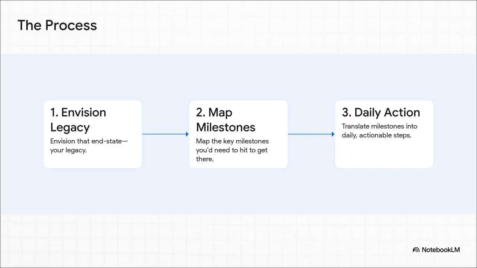And this whole big idea really just boils down to these 3 simple steps. You start with that big picture, your legacy. Then you map out the key milestones, the big rocks you have to move to make it all happen. And finally, you break those big milestones down into the small, daily actions you can start taking right away. It's all about connecting your biggest dream to your everyday routine.